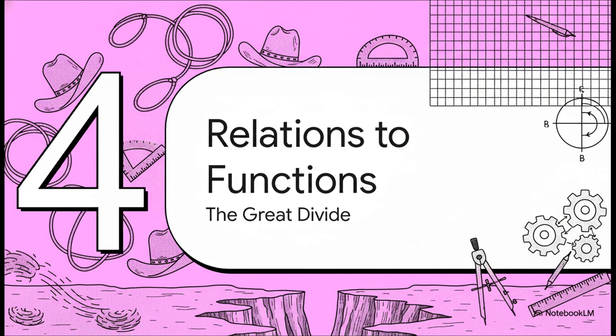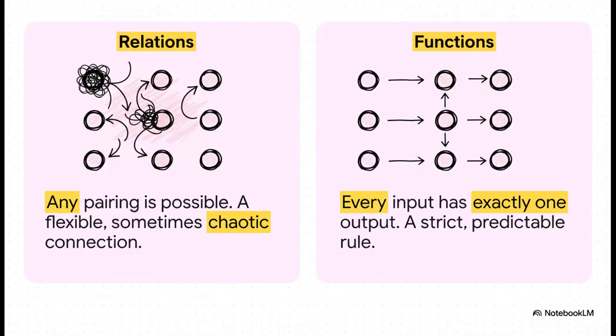Okay, so we've managed to tame the Wild West of relations. Now we're going to cross a pretty big divide into a world with much, much stricter rules. We are moving from the anything-goes flexibility of relations to the absolute precision of functions. So what is this great divide? Just look at this comparison.